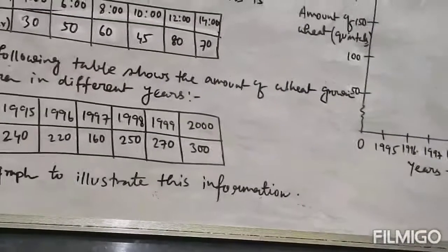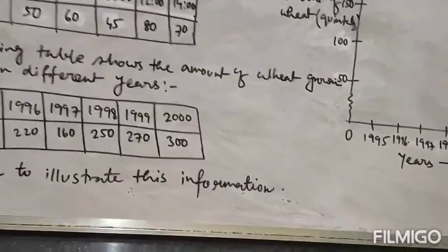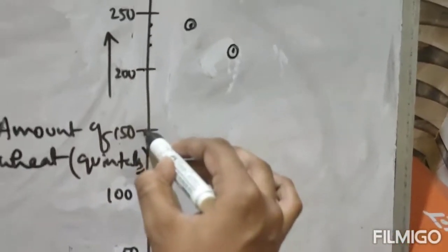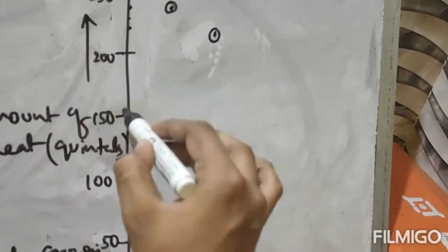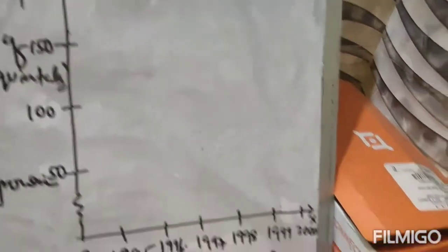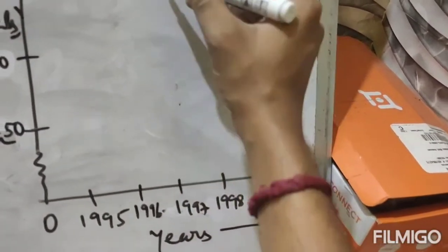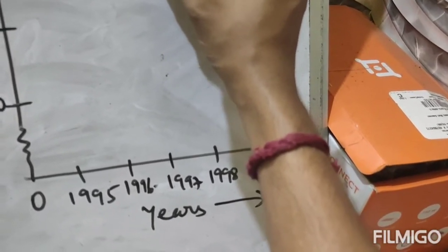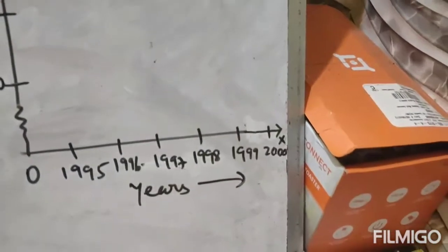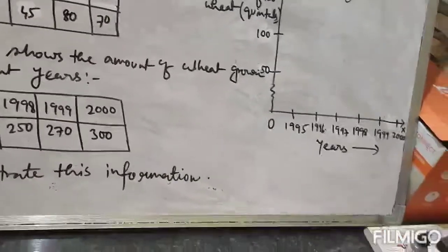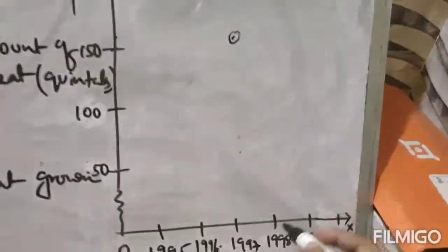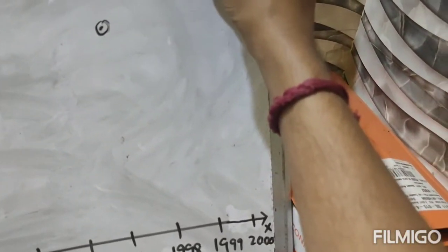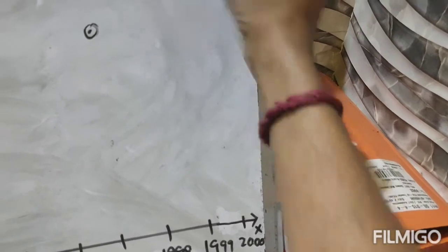Next in 1997, production is 160, just after 150, between 200 and 150. So the plot will be here, just above 150, that is 160 quintal. In 1998, it is 250, so it will be here, just above 240 unit.